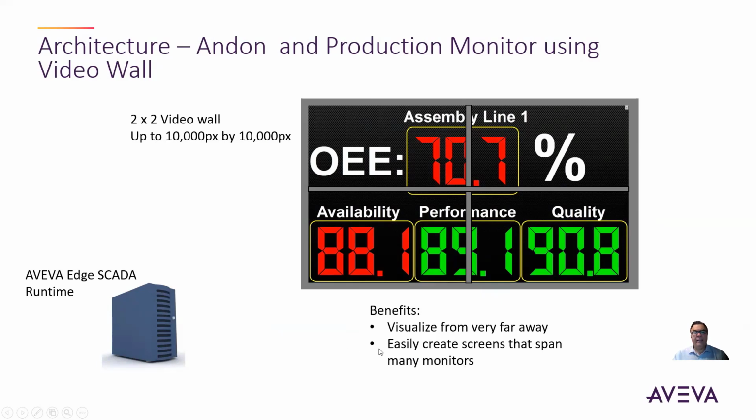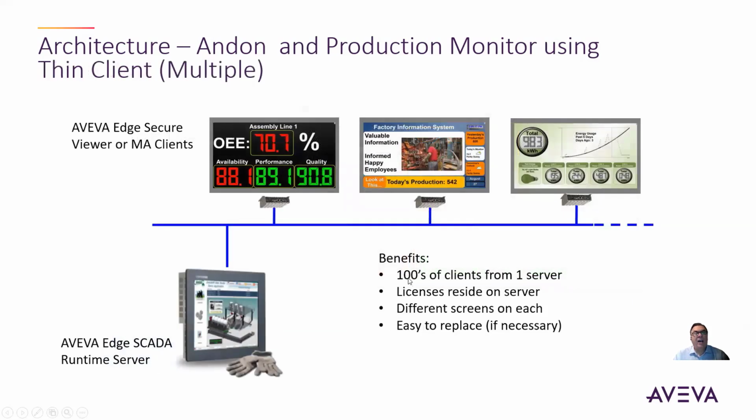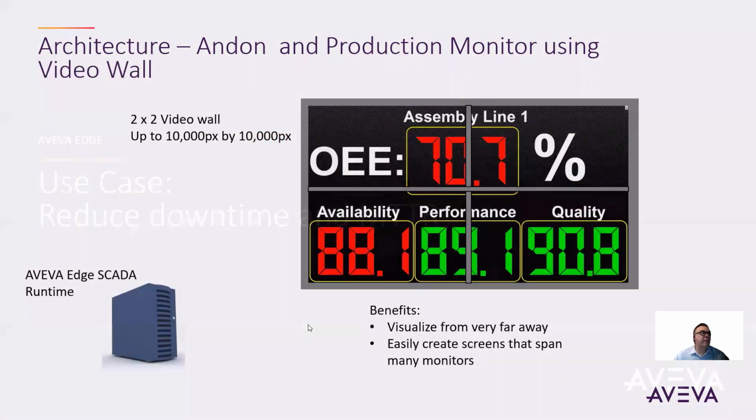Again, this gives you the ease of creating screens that span multiple monitors very easily, from one runtime. And as I mentioned on the previous slide, you can have hundreds of these clients off of one individual server. So it's not a video cable. This is a network, and each of these could be different screens. They could be the same screen, depending on where it is located, whether it's in a manufacturing cell, a zone, a region, a cafeteria, etc. So lots of different capabilities when it comes to that.